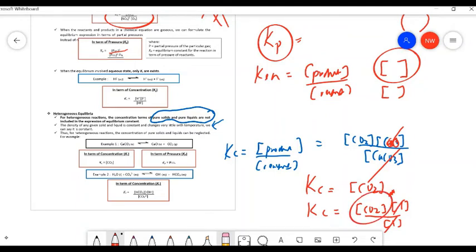Alright. And then kita ada Kp. Kp pula in terms of gas sahaja. Yang gas kat sini CO2 sajalah ya. Jangan you ambil CO dengan CO3 pula. So example yang kedua, kalau kita tengok in terms of concentration, kita akan ambil aqueous sahaja, kita tak akan ambil liquid. So you dapatlah dia punya expression of Kc like this.